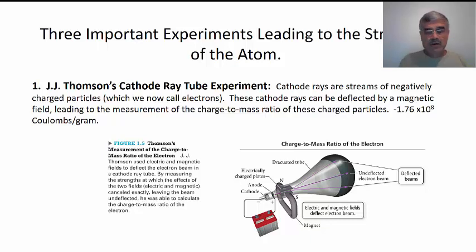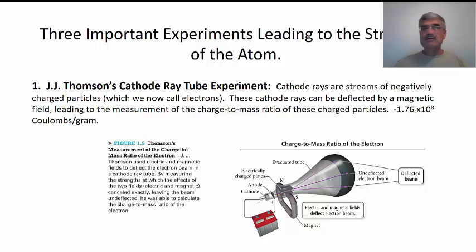And he was able to determine from this type of experiment the charge to mass ratio of the components of cathode rays. And again, cathode rays were electrons. We now know them to be electrons. And this charge to mass ratio was minus 1.76 times 10 to the 8th coulombs per gram. So J.J. Thomson's experiment determined the charge to mass ratio of an electron. But it was a ratio.